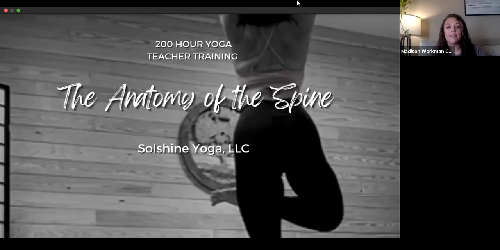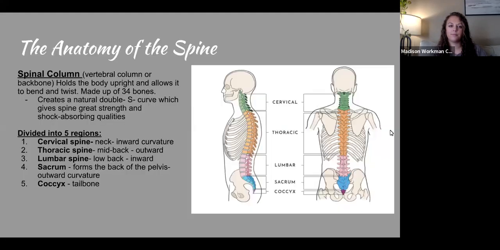Welcome back for the anatomy of the spine. So we just finished talking joint actions, the skeletal system. So we're going to dive deeper into specifically the spine or the spinal column.